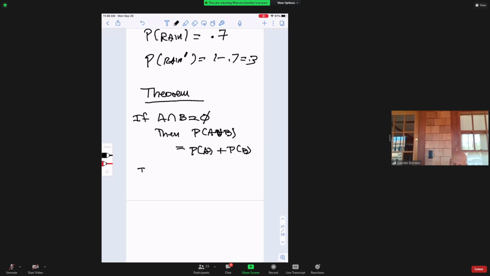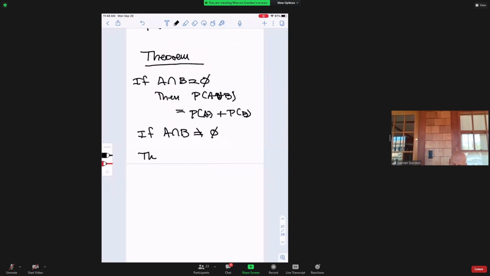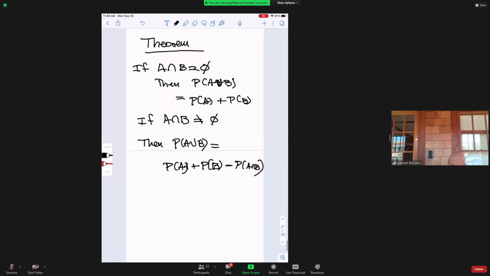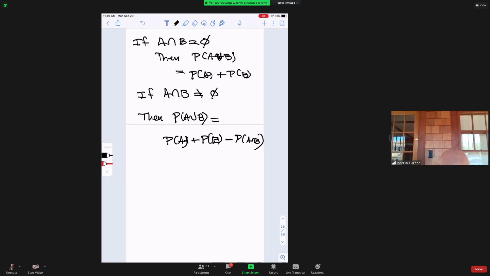Now let's generalize. If A intersection B is not equal to the empty set, then, in fact, I can say it this way: P of A union B is equal to P of A plus P of B minus P of A and B. How do I prove this?